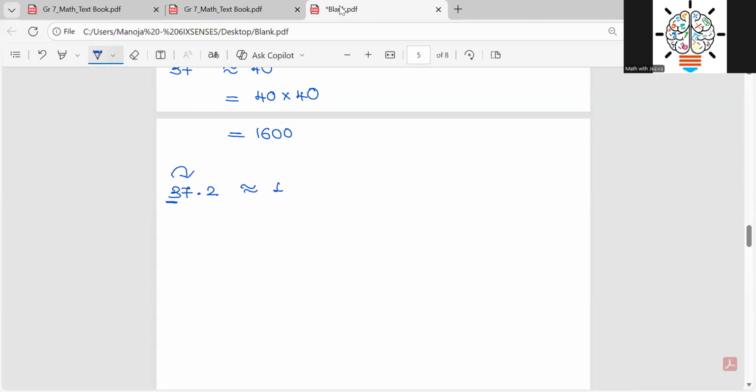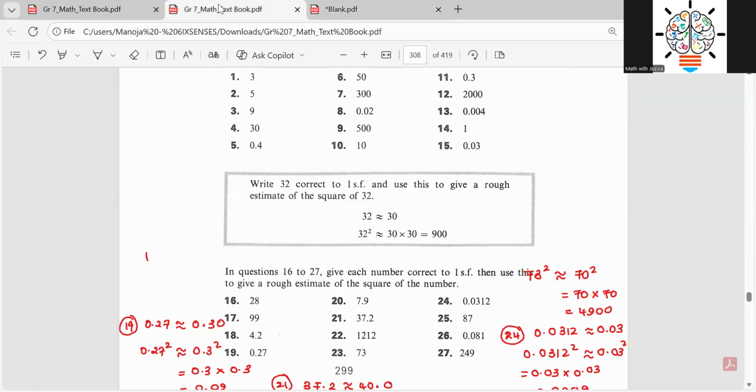So then that becomes 40.0. So then if you have 37.2 square, how do you write this? You write this as 40 square, and you write it in the expanded version 40 times 40, and you get the answer 1600, right? We'll take another question randomly.